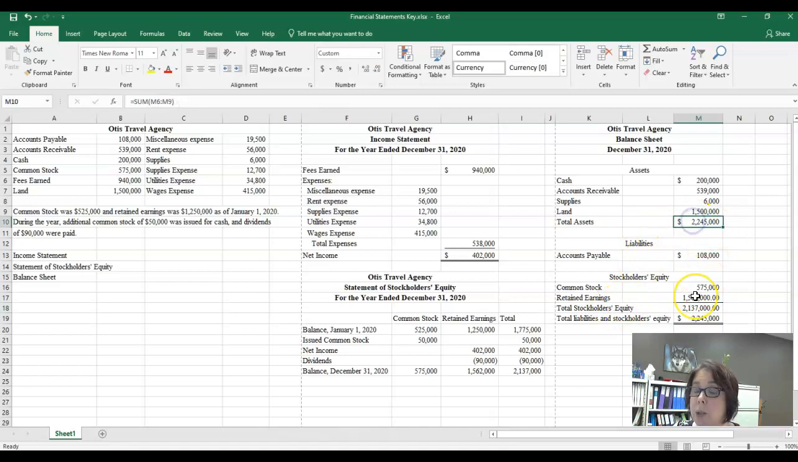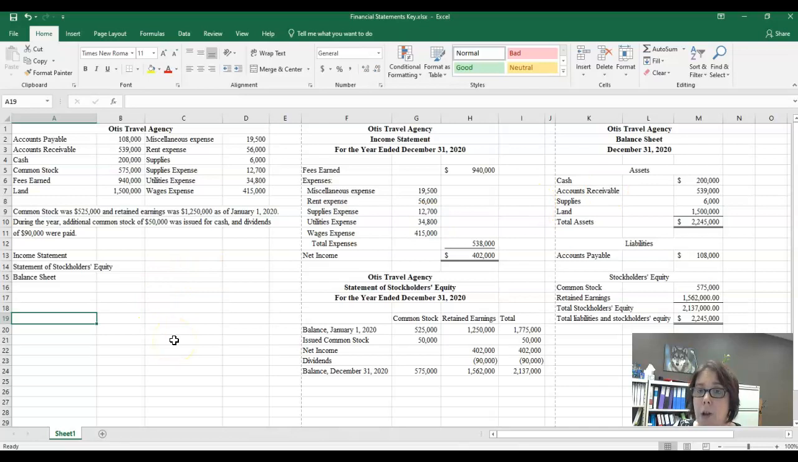Our total assets were $2,245,000. Our total liabilities plus stockholders' equity is $2,245,000, so we actually do balance. So this is, again, just a very simplified balance sheet or financial statements. We have not touched on the other statement, the statement of cash flows. It is in the reading. We will discuss that later down the road, so don't worry about it. You'll get exposure to it.